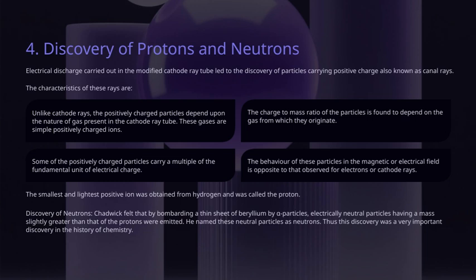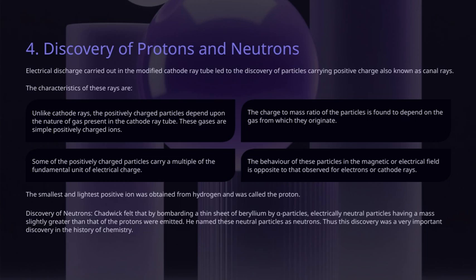Next, we see that the smallest and lightest positive ion was obtained from hydrogen, and this particle is called the proton. Protons are fundamental because they carry a positive charge and are a core component of atomic nuclei. Some positively charged particles actually carry a multiple of the fundamental unit of electrical charge. This means that not all positive ions are simply single protons. Some are multiples, which affects how they behave in fields.